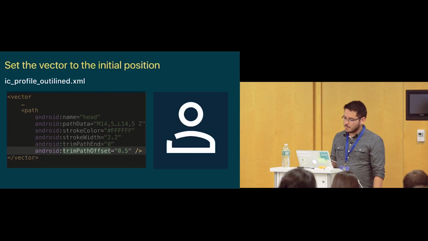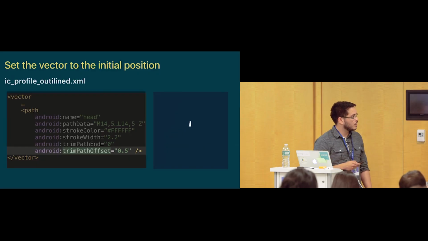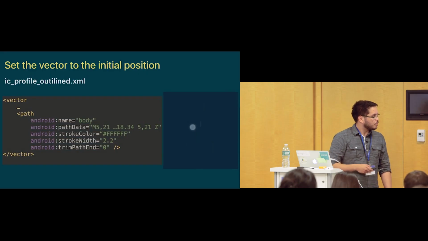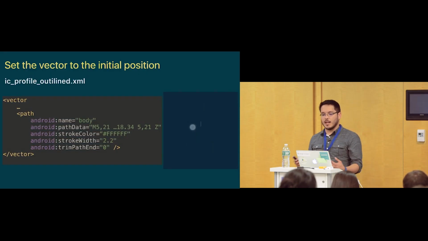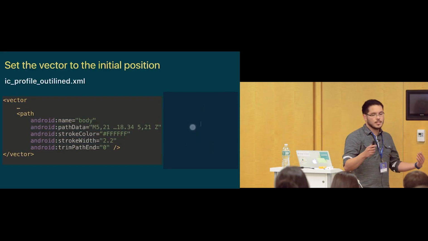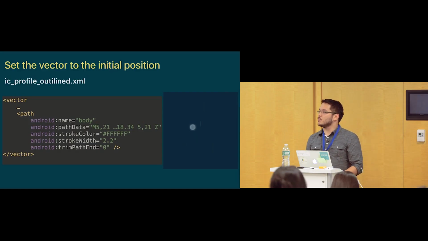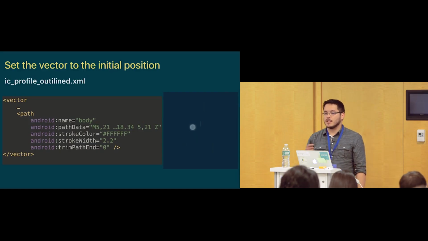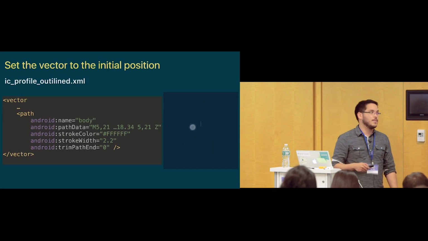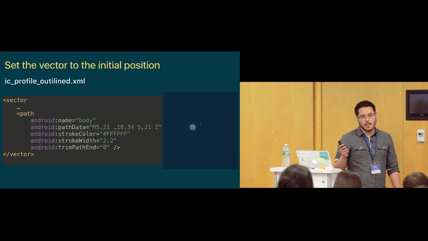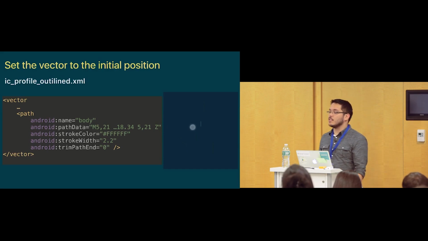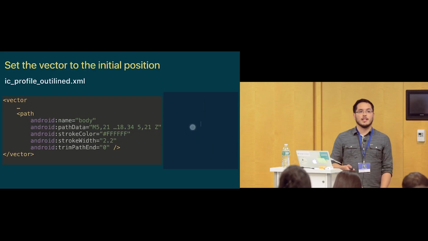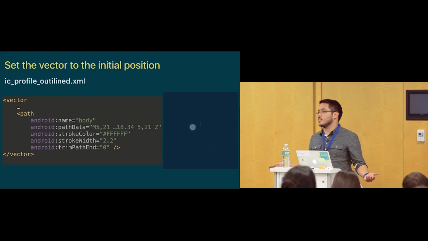The next one is the body. Same thing, again, because we changed our vector to work with strokes, so we can have the animation we wanted. Everything is based on strokes when you put it in the vector drawable. Same thing, we don't want anything to be shown at the beginning, so trim path end is 0, and the trim path start by default is 0, so 0 to 0 doesn't draw anything.